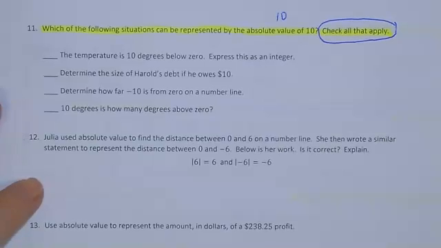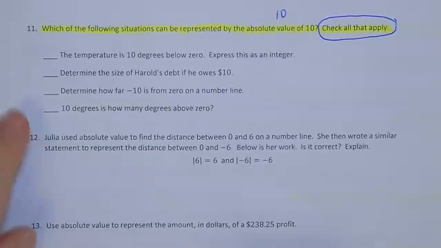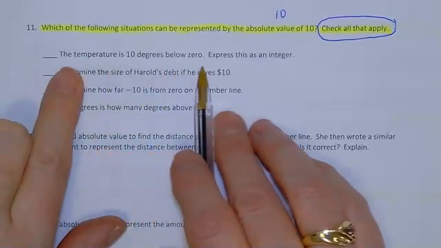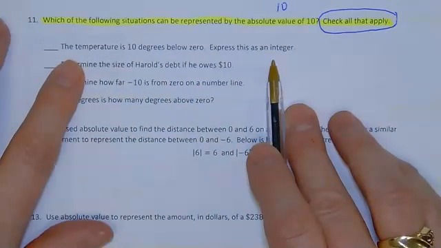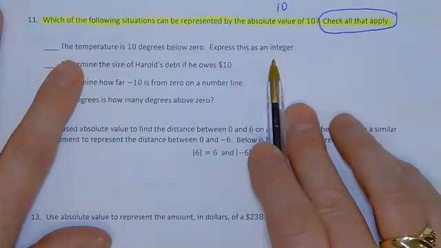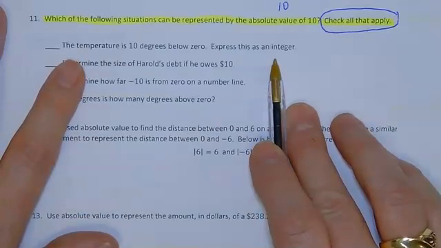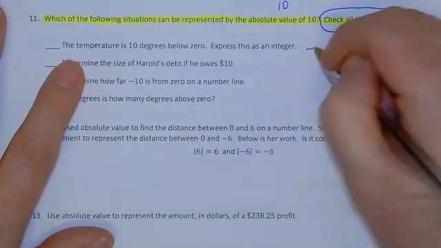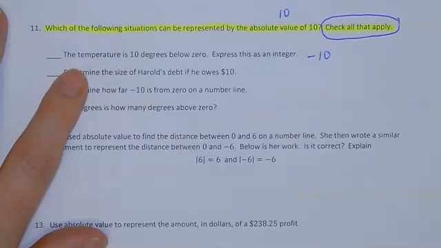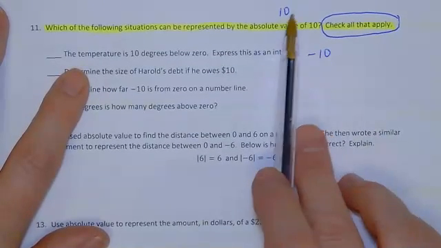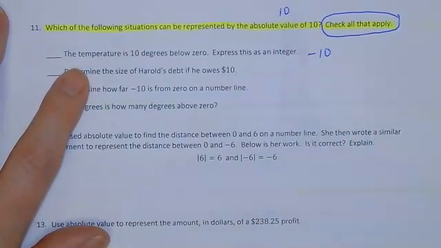All right, let's look at the first one. Ready? The temperature is 10 degrees below 0. Write this as an integer. What integer represents 10 degrees below 0? Dominic? -10. Is that the same as +10? No, it is not. That's a -10. We're looking for anything that equals 10.